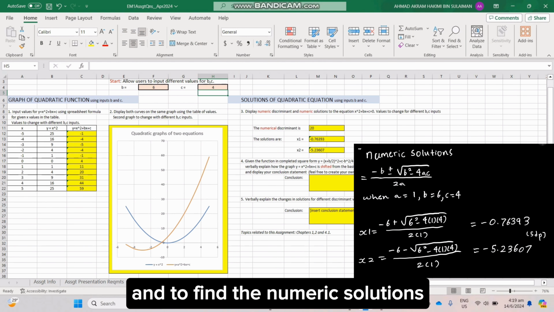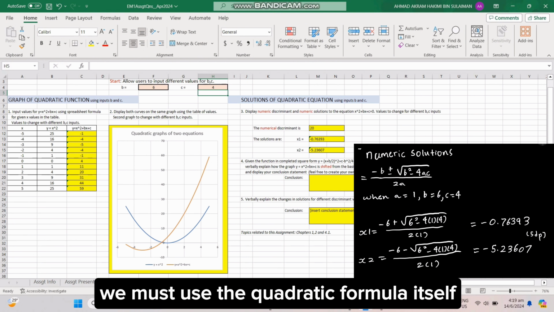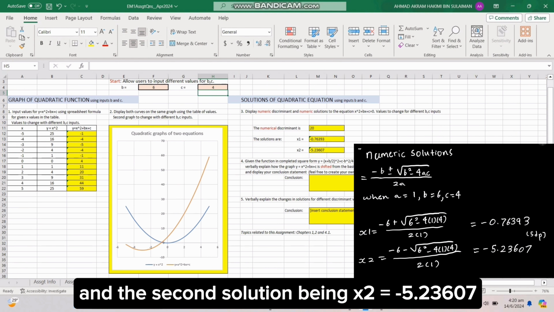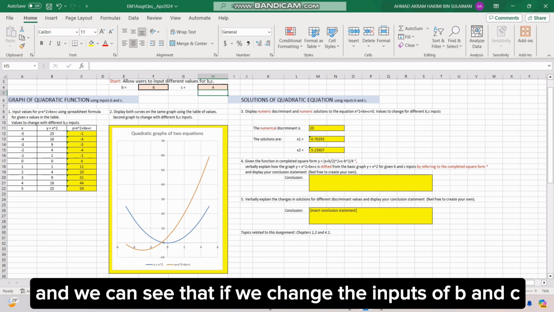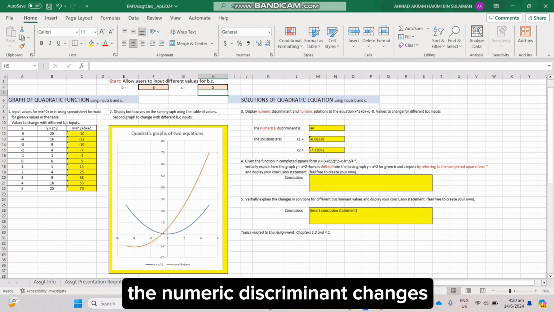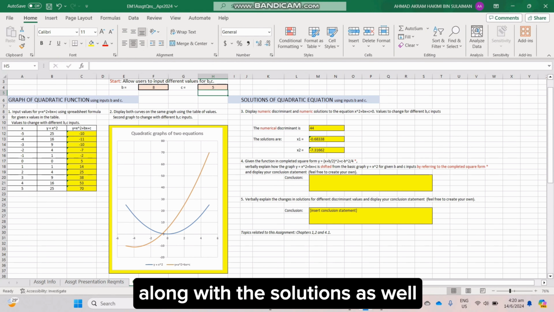And to find the numeric solutions, we must use the quadratic formula itself. The first x solution will be -0.76393, and the second solution being -5.23607. And we can see that if we change the inputs of b and c, the numeric discriminant changes along with the solutions as well.